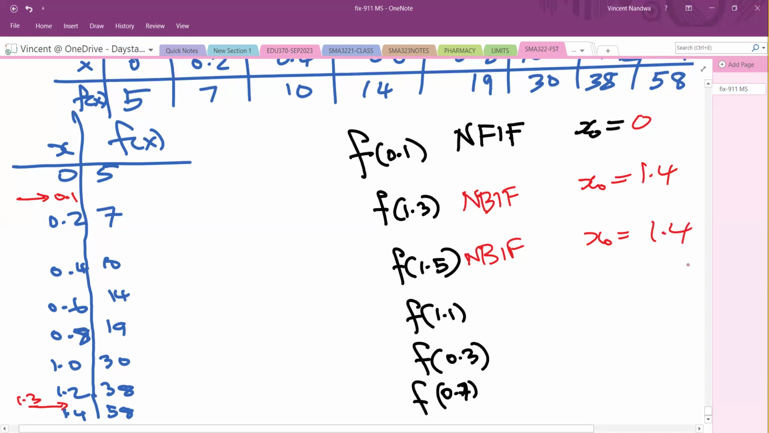Then 1.1. Newton backward, x naught. So note that 1.1 is a number between 1.0 and 1.2. So what would be the correct x naught? 1.2. Because when you use Newton backward, it should be near the bottom. So the number 1.1 is sandwiched between 1 and 1.2, so we pick x naught to be 1.2.